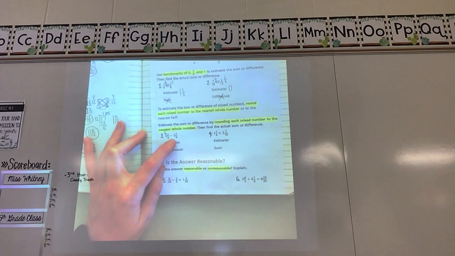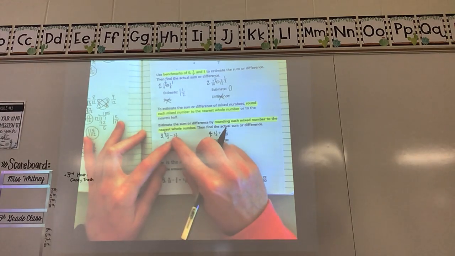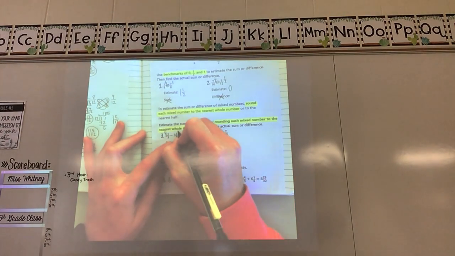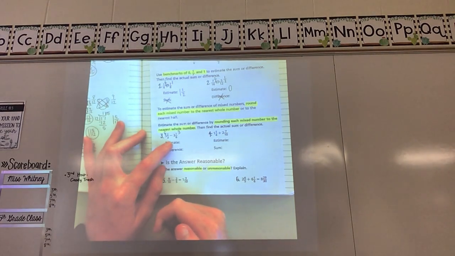1/6. Well, if I just ate 1 slice out of 6, that's not very much. That's just a little bit. So if it's just a little bit, I leave this big number where it's at. So it's still going to be a 3 because I only ate a little bit more. So it's close to 3.